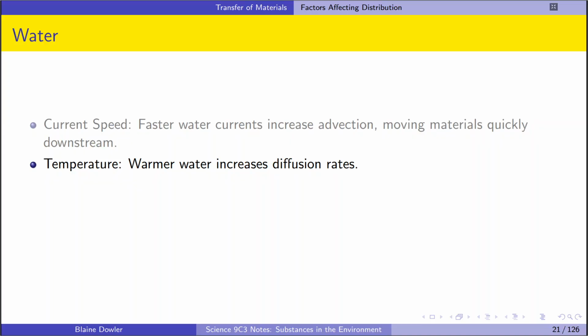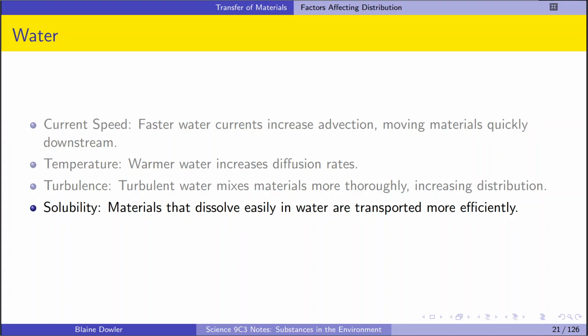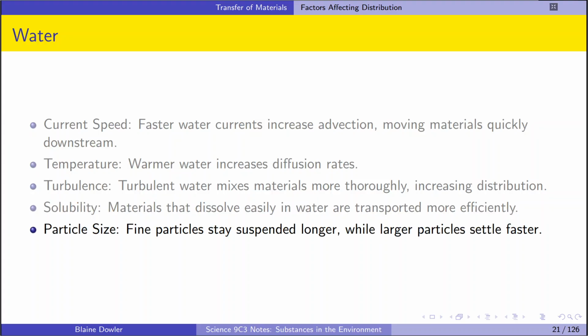Temperature. Warmer water increases diffusion rates. Turbulence. Turbulent water mixes materials more thoroughly, increasing distribution. Solubility. Materials that dissolve easily in water are transported more efficiently. Particle size. Fine particles stay suspended longer, while larger particles settle faster.